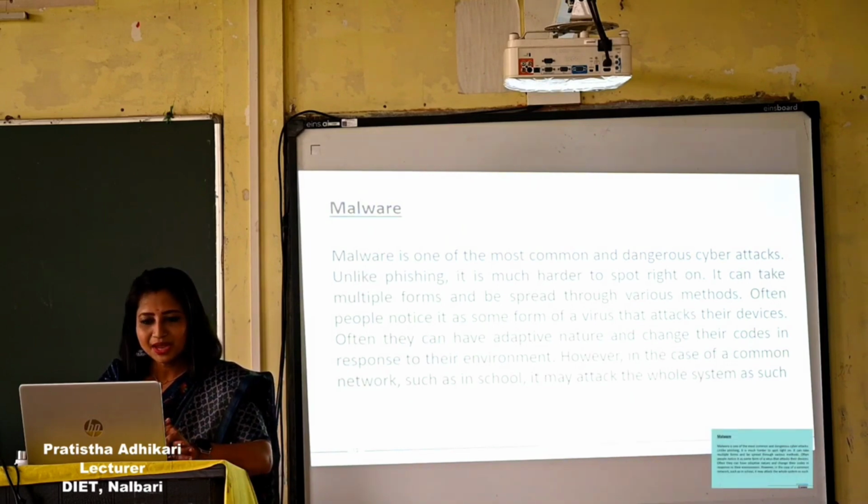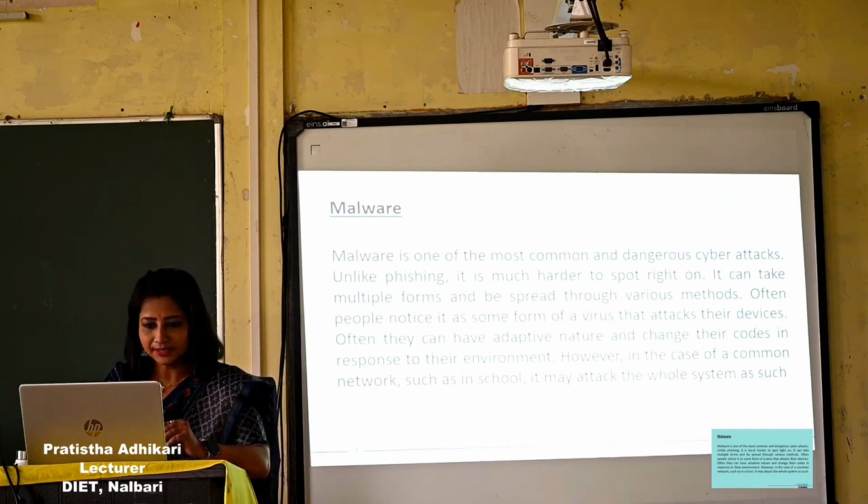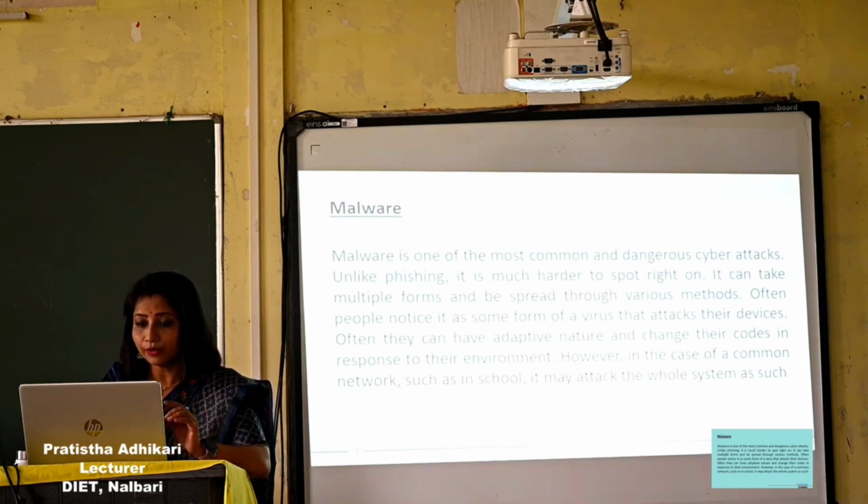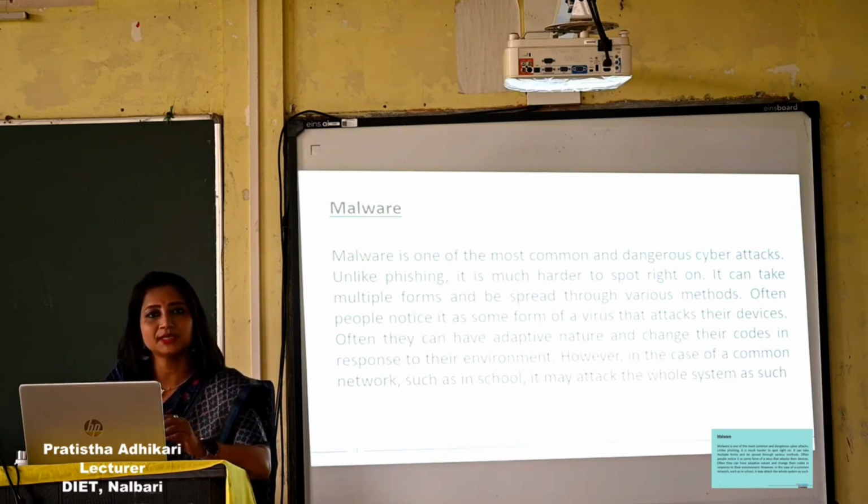Moving on to the next kind of threat, which is malware. What is malware? Malware is one of the most common and dangerous cyber attacks. Unlike phishing, it is much harder to spot right away, because it can take multiple forms and be spread by various methods. Often, people notice it as some kind of virus attack on their devices, but it has an adaptive nature and changes its code in response to its environment. However, in the case of a common network such as a school, it may attack the whole system.